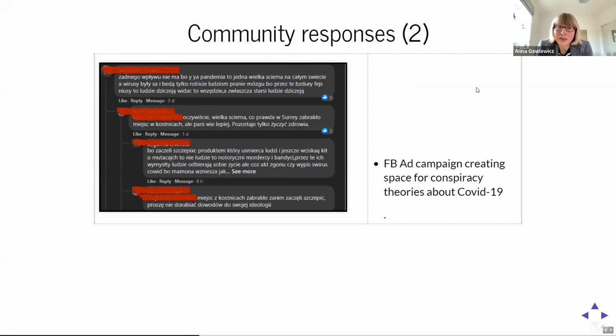So these comments are actually in Polish, but you can imagine what type of comments these are. People are saying, oh, COVID doesn't exist, never existed. It's just one massive conspiracy to make people vaccinate. And this created a really unwanted space for conspiracy theories.